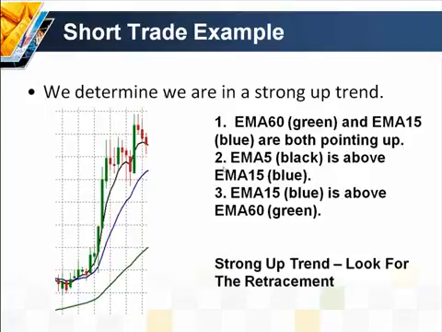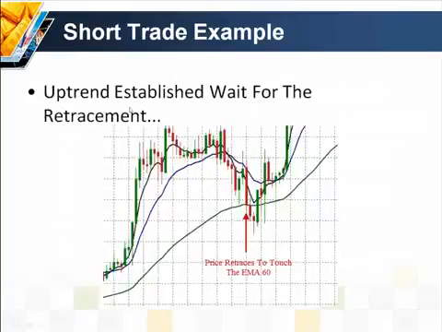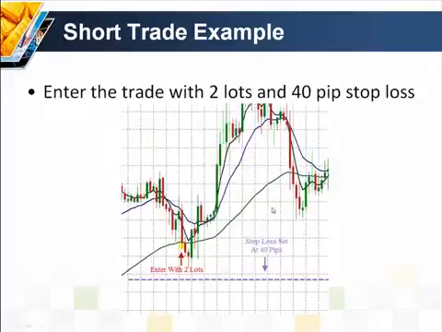We look for the retracement, which will be our entry point. So the uptrend has been established. We wait for the retracement, and in this case, looking at the chart, the price is up. We've determined an uptrend. We wait for it to retrace until the point where it touches the EMA 60, and that is our entry point.